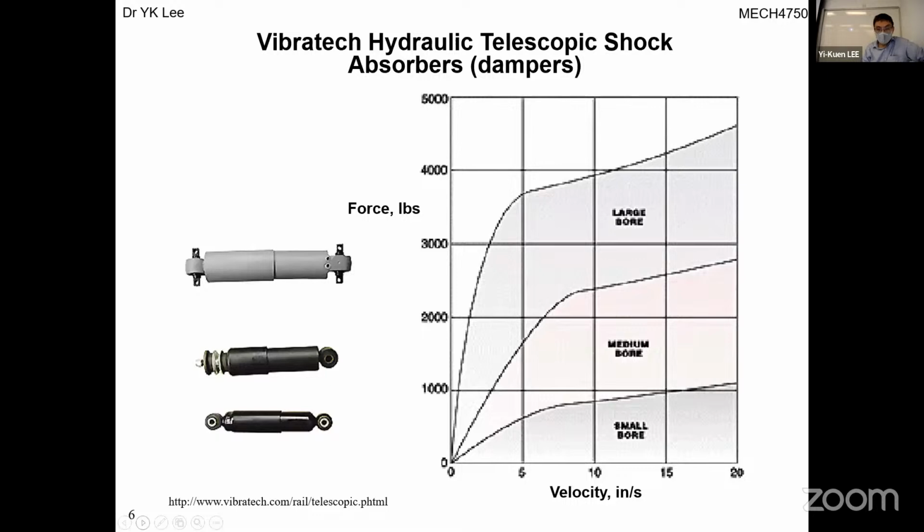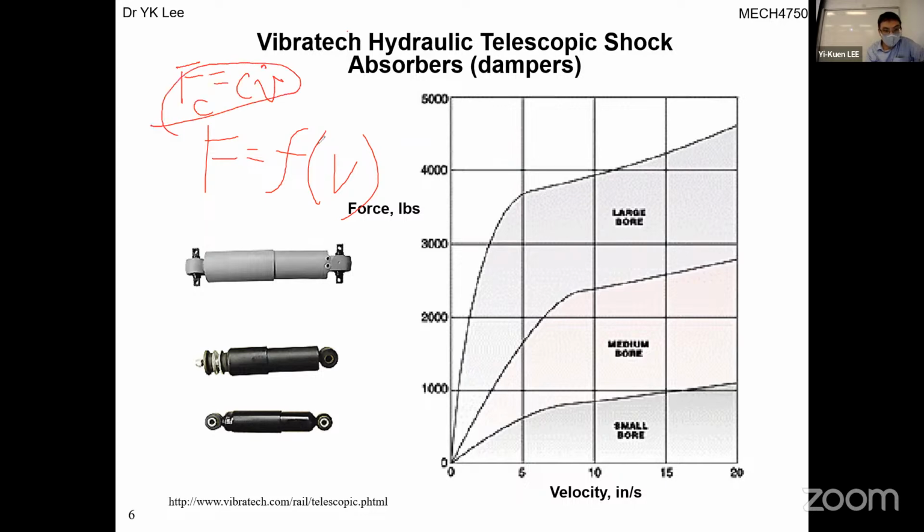So in general, here I show you a real product from Vibratech, where you see this kind of hydraulic shock absorber. In general, it's nonlinear, right? The force as a function of this kind of velocity. In the beginning, we showed the viscous damper, most likely F equals what? c v-dot, right? So this is linear, but in reality you can see that in some range it may be linear, but in general it's nonlinear.